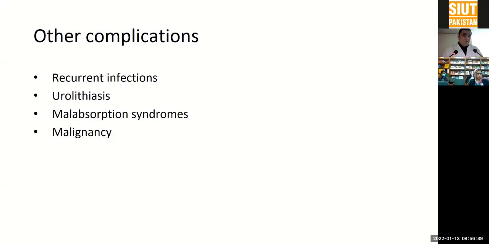The other complications are the recurrent infections and urolithiasis. The most common stones present in urinary diversions are the calcium, magnesium and phosphate stones due to alkaline urine. Another complication is the malabsorption syndrome, which is due to the significant loss of the gut. Such as in jejunum we may have a malabsorption of the fat and calcium and folic acid, and in ileum we have deficiency of vitamin B12.